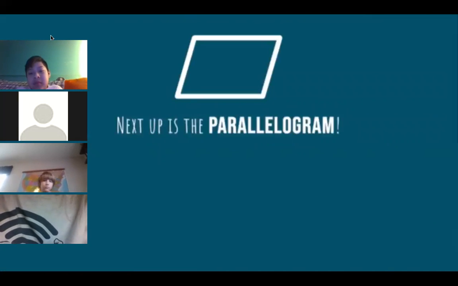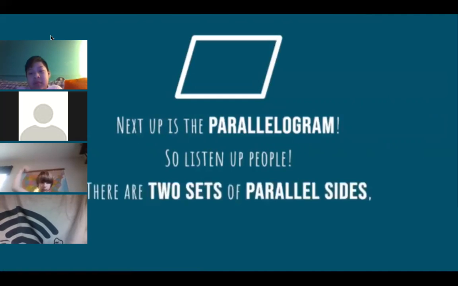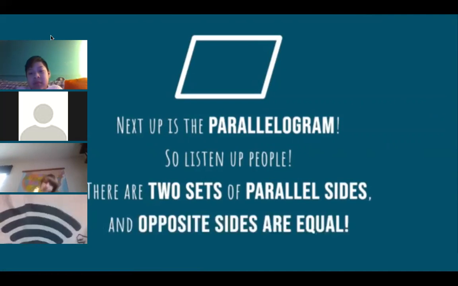Next up is the parallelogram, so listen up people. There are two sets of parallel sides and opposite sides are equal.